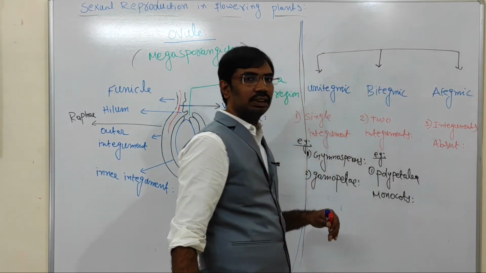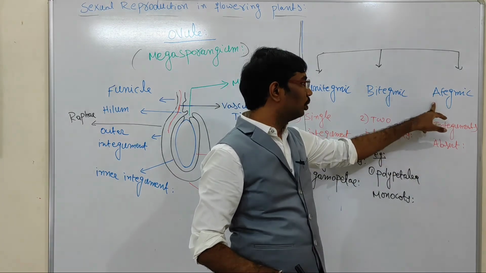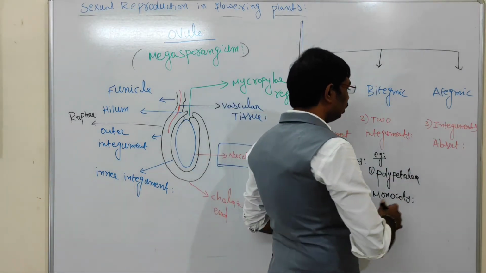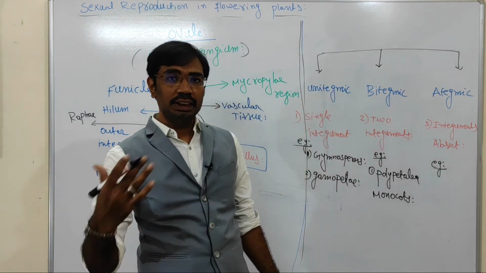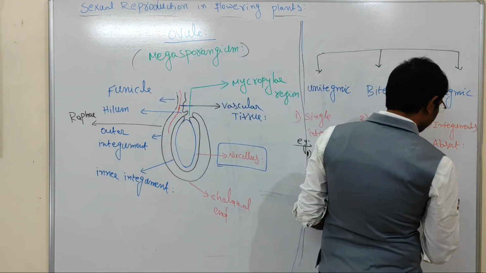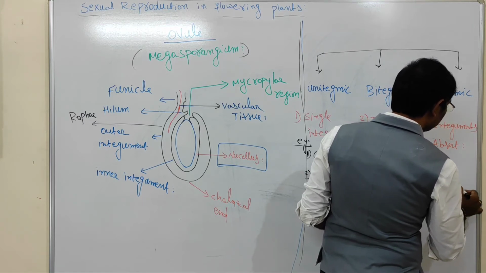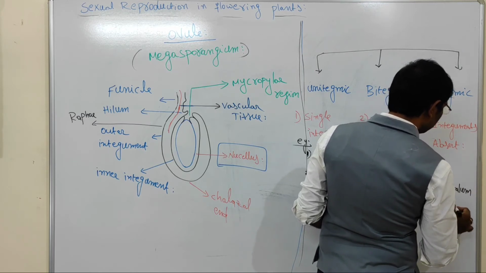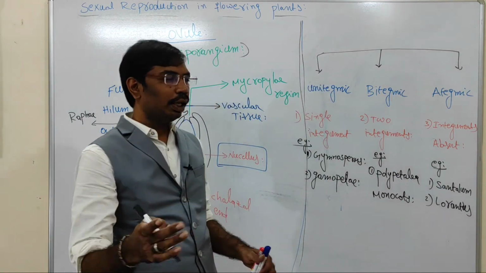Some plants do not have any integument, so some ovules do not have any integument. In some plants the integument is completely absent. For example, Santalum and Loranthus. These plants do not have any integument.